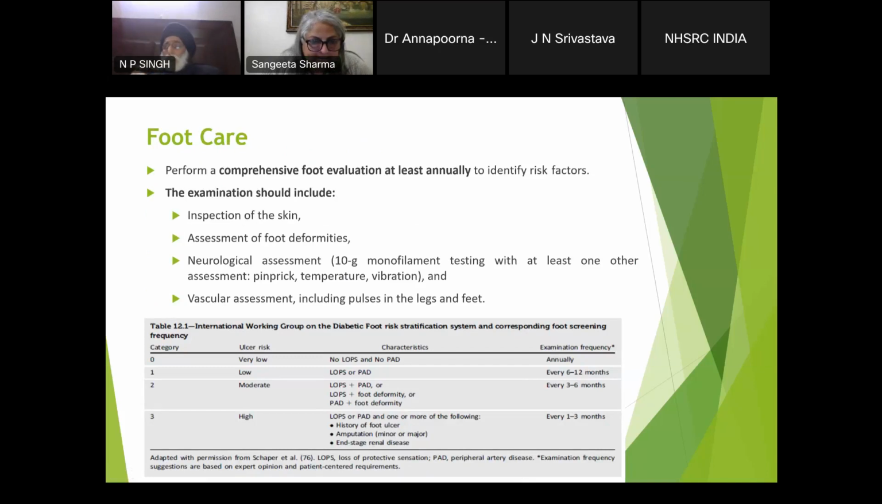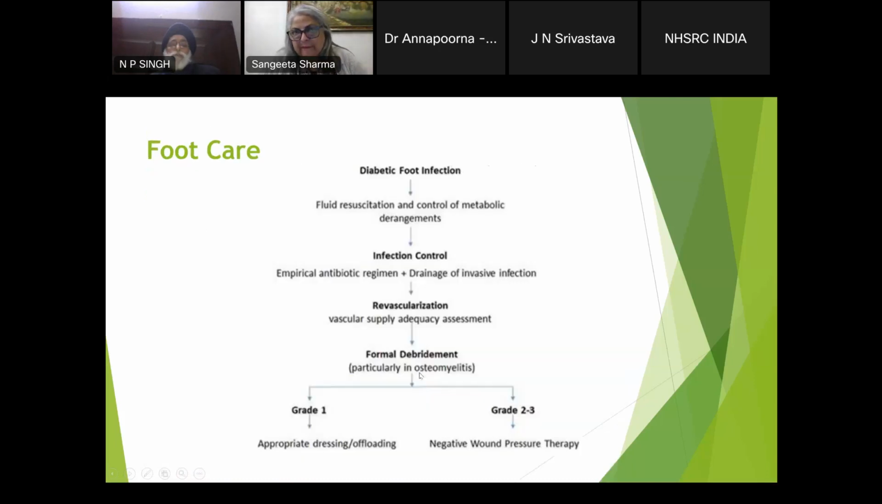Foot care, again, is the most neglected part of diabetes management. We need to understand we should always do a comprehensive foot evaluation at least once a year. We inspect the skin, we look for deformities, we do a neurological assessment, we do a vascular assessment, and based on the risk category of ulcer, we need to examine them. We need to refer them to a specialist who can address the issue of foot care for them. So it is extremely important that diabetic foot infection should be caught much earlier and managed in a proper way. We should not only give fluid resuscitation and control the metabolic derangements, we should also do infection control.